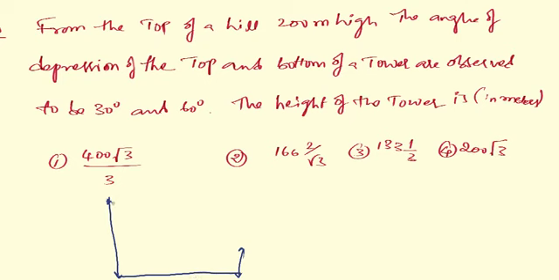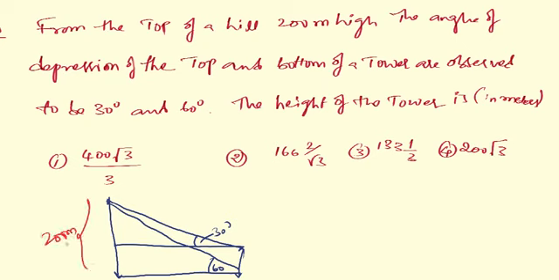The top is observed to be at a 30 degrees angle, so this is the 30 degrees angle, and the bottom is observed at a 60 degrees angle. This is the 60 degrees angle, top and bottom. What is the height of the tower, friends? The hill is 200 meters, and the height of this tower we don't know. So from here to here will be h, and from here to here it will be 200 minus h, friends.